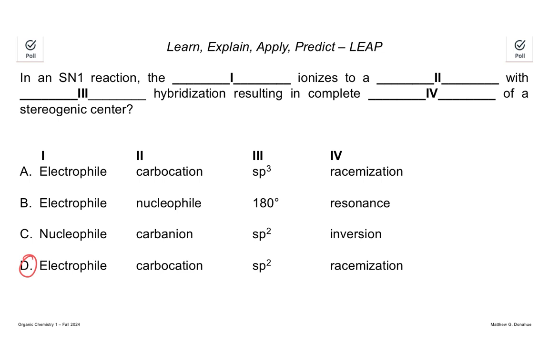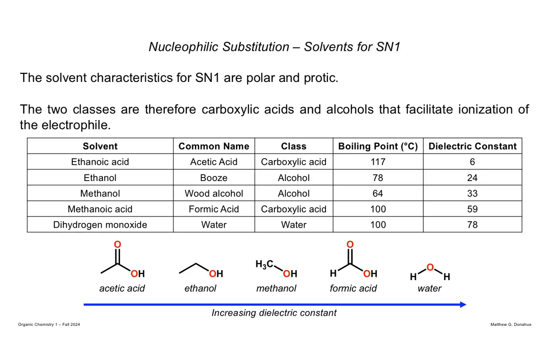Okay, so what are the factors that affect SN1? So the first one we'll look at is the solvents. So the big difference here is that these are protic solvents, and typically for our purposes in this class, they're going to be alcohols or acids.